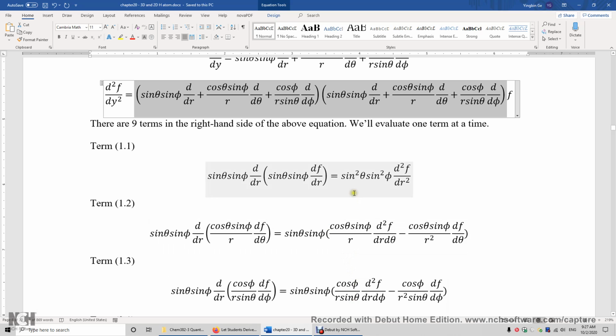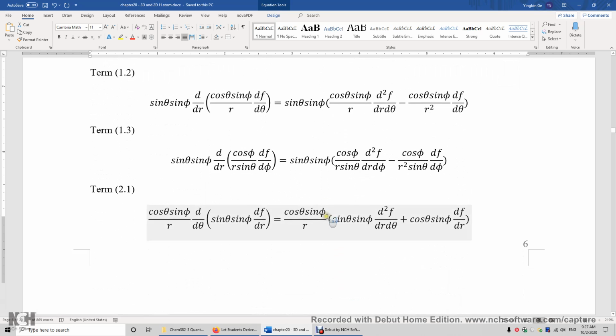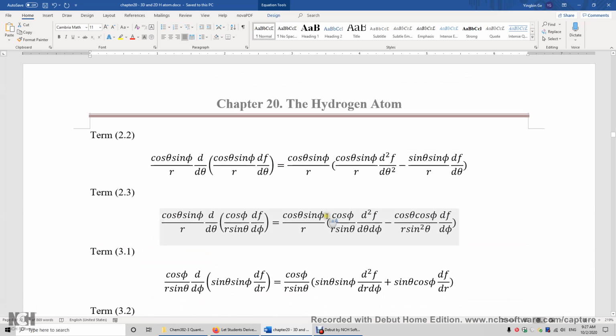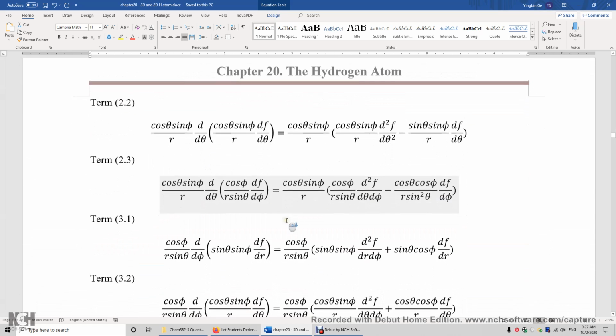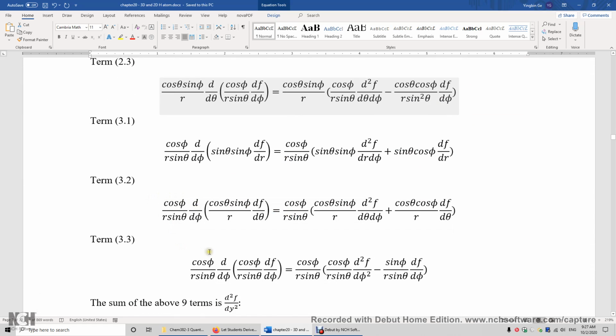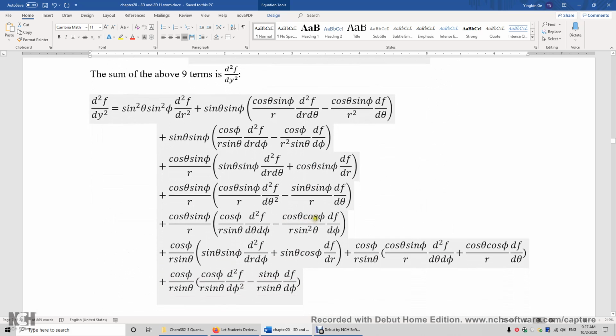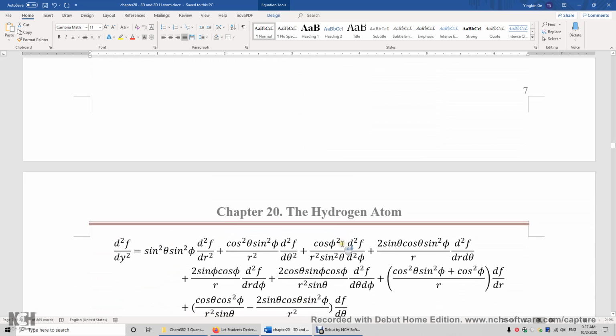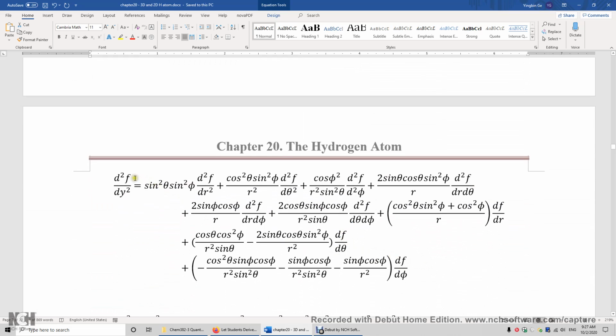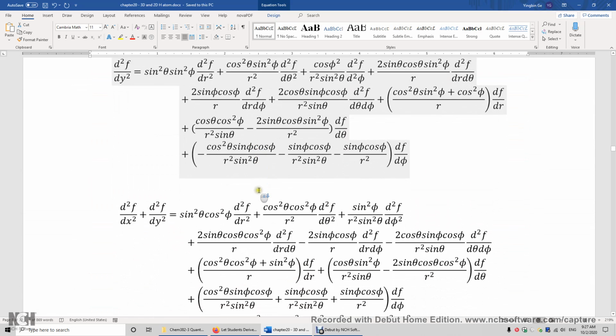So you can pause the video here, see if you can derive this. And then we have 2.1, 2.2, and 2.3. All right. And then 3.1, 3.2, 3.3. And similarly, we put all those terms together. It looks very complicated. Make sure you don't make any mistake. And then we simplify the second derivative of f with respect to y. We got all this expression.